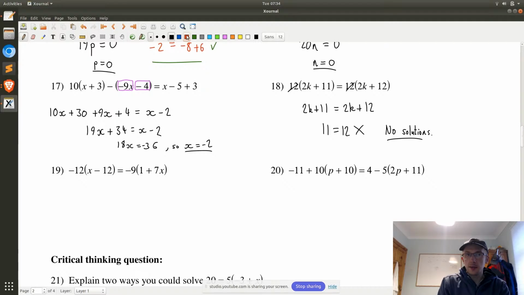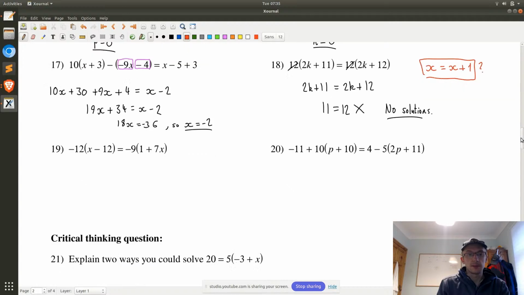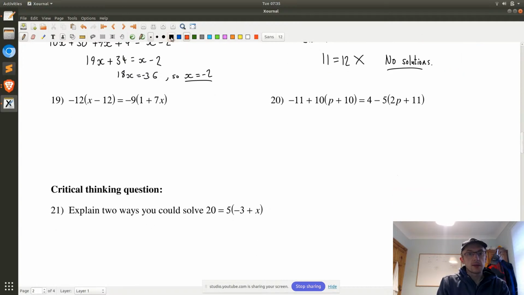That can happen. I mean, what if I just said x equals x add 1? Does any number satisfy this? No. No number satisfies that, so it has no solution. It's an equation with no solutions. All right.